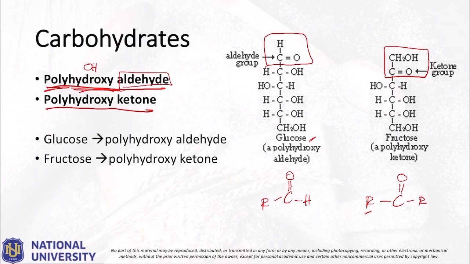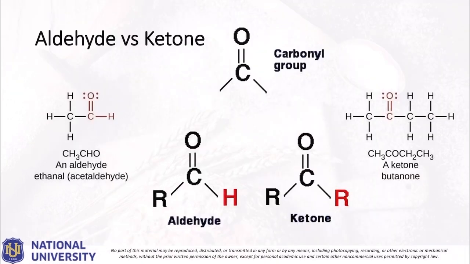Example of polyhydroxyaldehyde is si glucose. And polyhydroxyketone naman, si fructose. So, yun yung difference ni glucose sa fructose. Glucose, aldehyde; fructose is a ketone. Both contain 6 carbon, no? Hexose sila. So, again, aldehyde versus ketone.